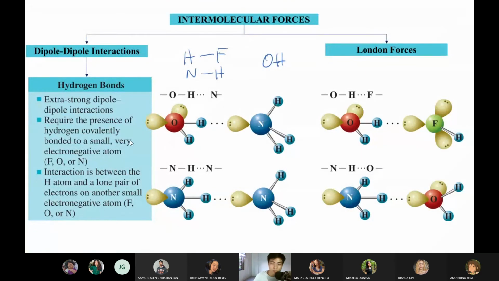Okay. So ayan, again, this hydrogen bond, this is a special form of dipole-dipole. And it only exists if you have HF, NH, and OH bond. Anything else ay either dipole or London. Okay. So yun lang.